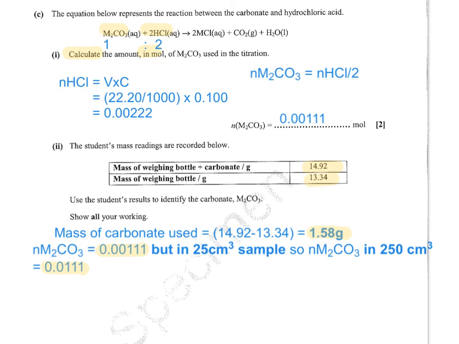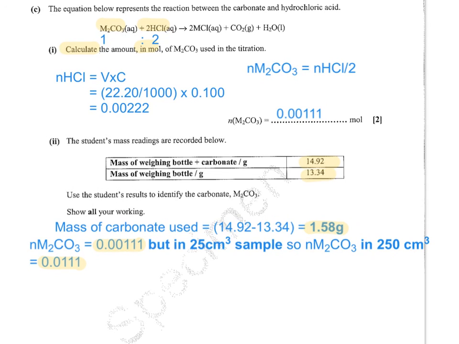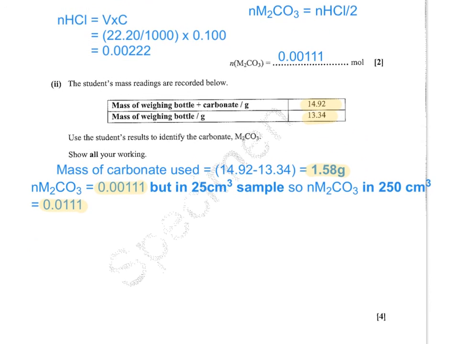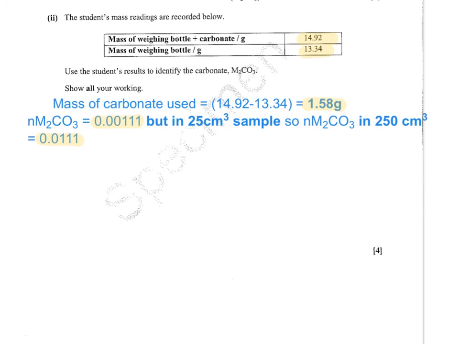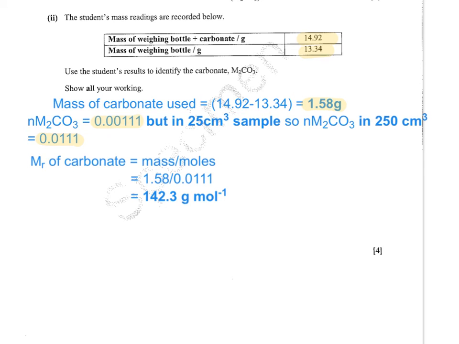So I'm going to need to move the page down slightly, obviously, so I can show you how to do this. So shifting the page up, there we go. We need to know that MR for carbonate is going to be mass over moles, which gives us 142.3 grams per mole.